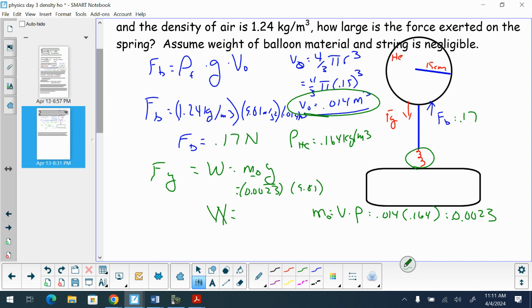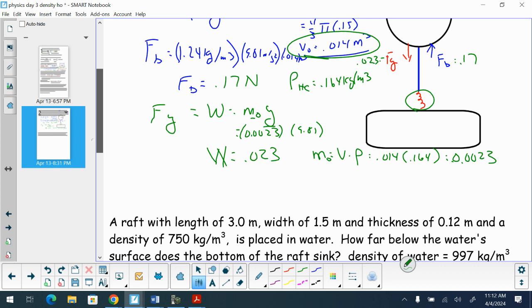Our weight comes down to what now? 0.0023 times 9.81, 0.023. So that is my force of gravity going downwards. My buoyant force going up, 0.117. Once again, we can subtract those two to find what is my net force going upwards.